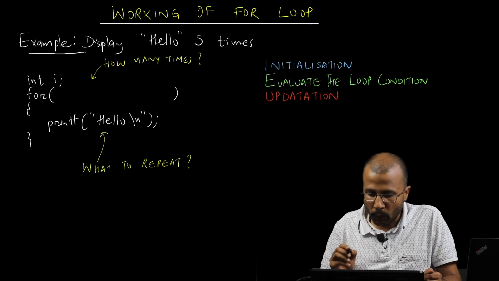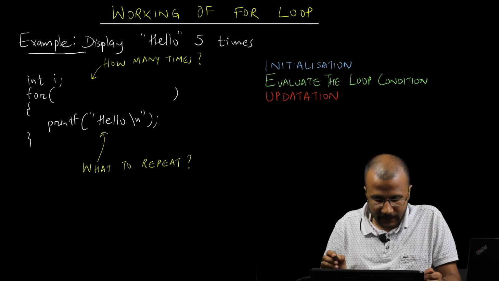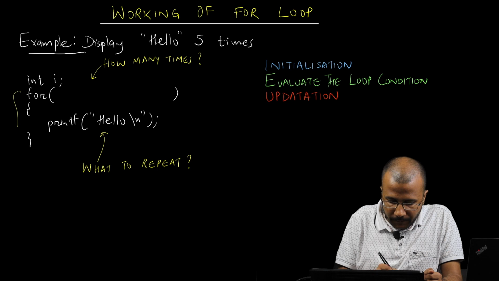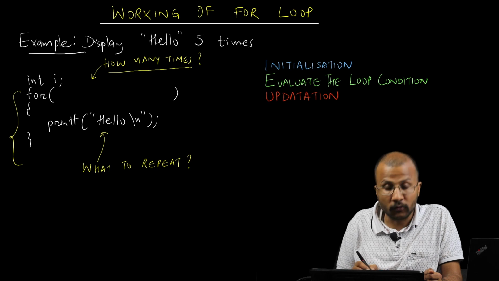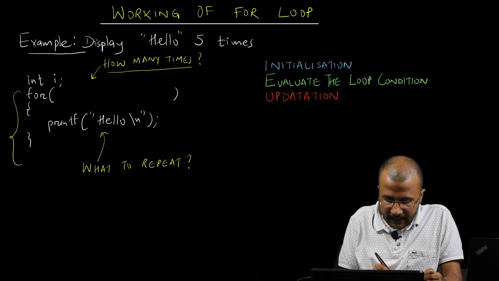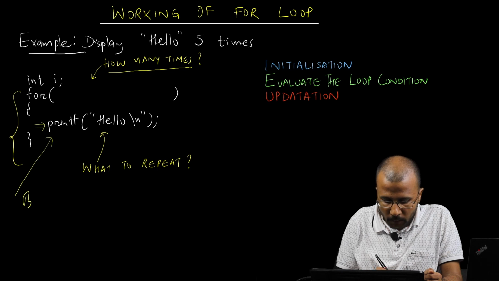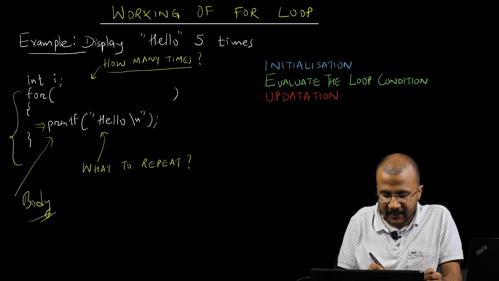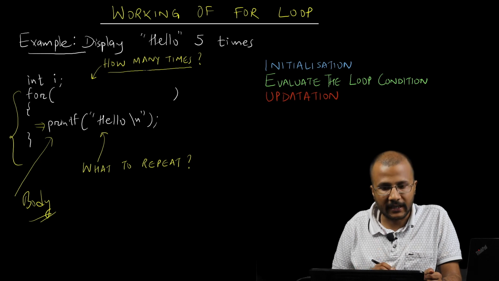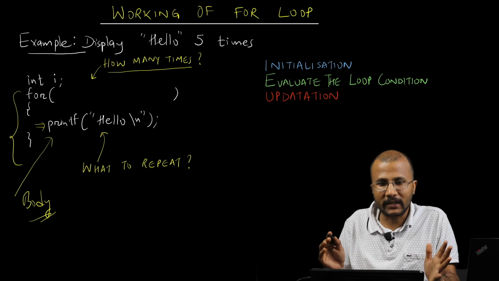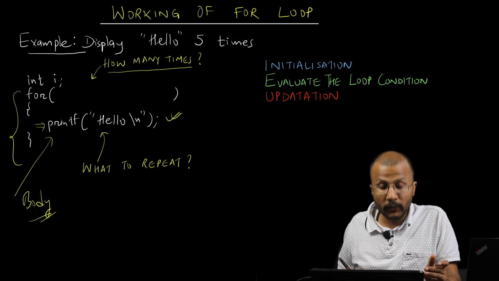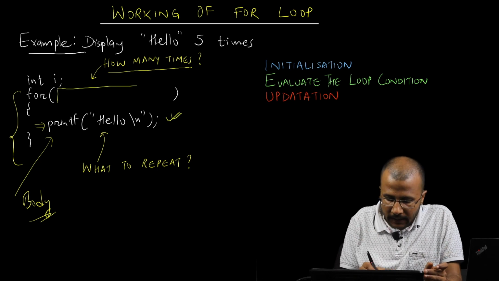Now let's look at the working of the for loop in more detail. This is the for loop written down here. We need to write certain statements inside the parenthesis that will make sure that we count up to 5 times. Inside the for loop, this is called the body of the loop, and this is the statement that will be repeated 5 times. So inside the body we write printf hello, and there is no doubt in this. This is done. Now we need to discuss what we are going to write here.